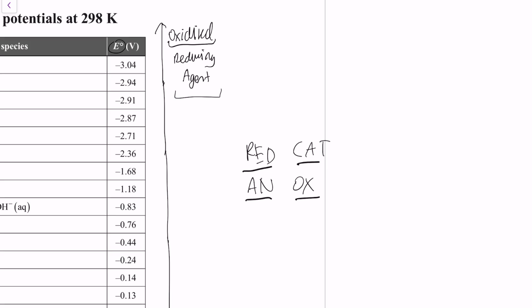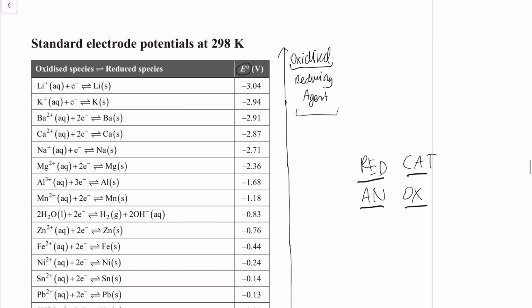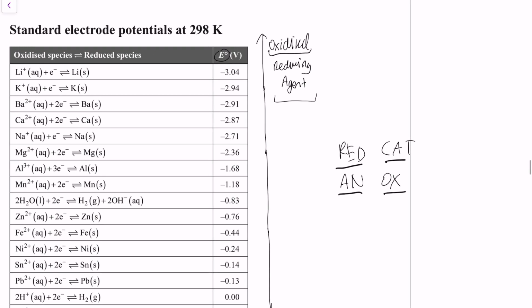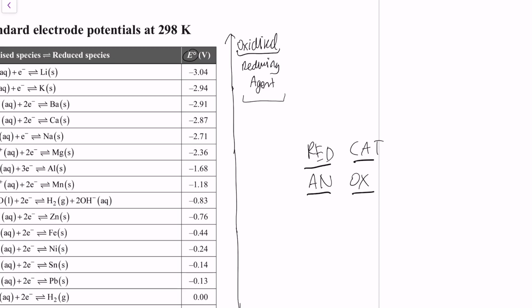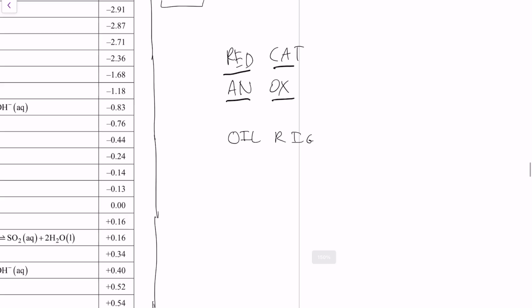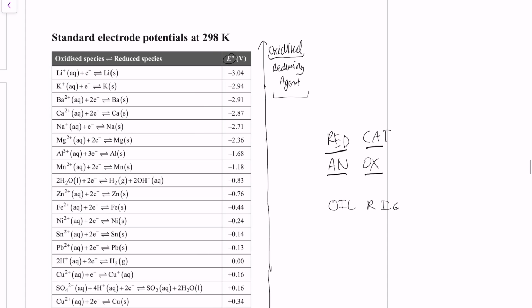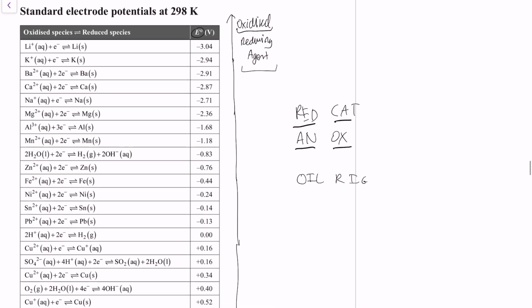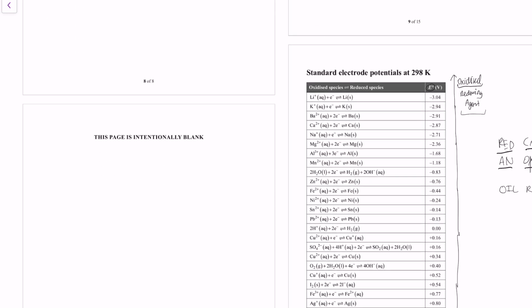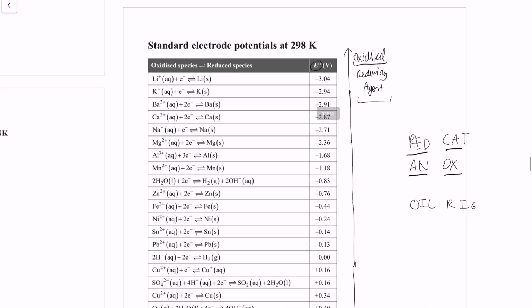Okay, that always stands true no matter what. Whether it's electrolysis or an electrochemical cell, anything, it's always red cat. And the other one that always applies is oil rig. So oxidation is loss of electrons and reduction is gain of electrons. For this question, it's not really that necessary, but it will help you with recognizing the relationship between electrons and oxidation and reduction. But for this question, I'm really concerned about Na.